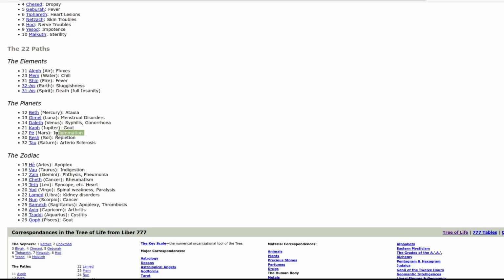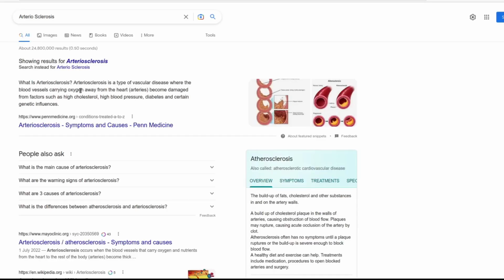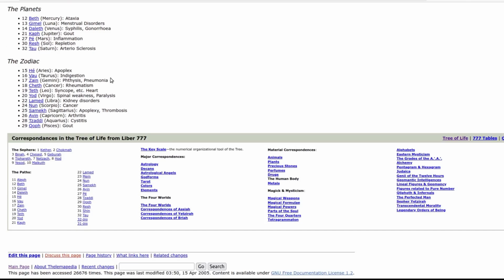Mars, inflammation, as you would assume. Soul repletion, does that mean like not enough blood? And then Saturn, arteriosclerosis. I think that's something to do with the frame of the body. Vascular disorder, the blah blah blah. Okay, high blood pressure, diabetes, yeah, something like that. And then we've got more here, etc. You can look these up if you're interested.